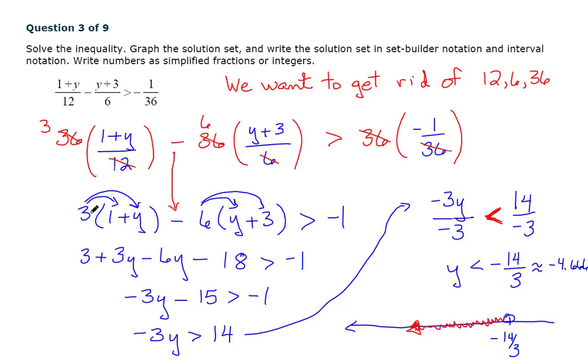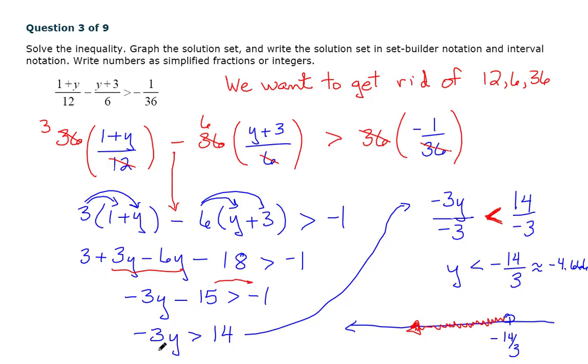So now we distribute: 3 times 1, 3 times y, minus 6 times y, minus 6 times 3. All right, anything I can collect together? Well, yes, 3y minus 6y is a minus 3y. I've got this 3 and that minus 18, so a minus 15. And now bring it to the right. And so I've got minus 1 plus 15, which is 14. We're almost there. Hang in there.